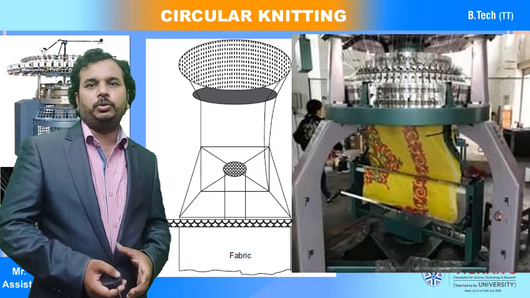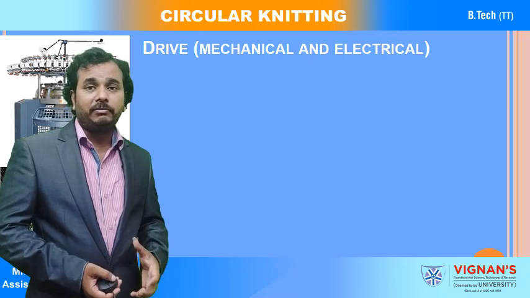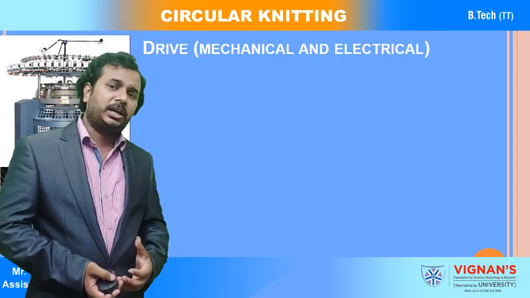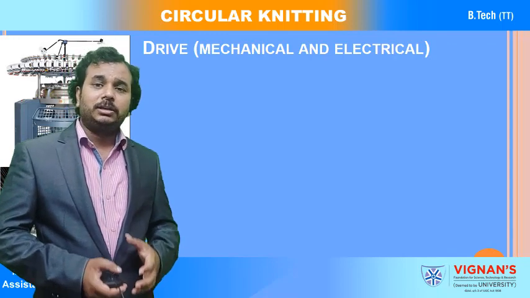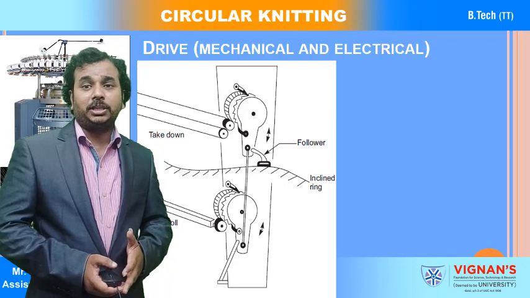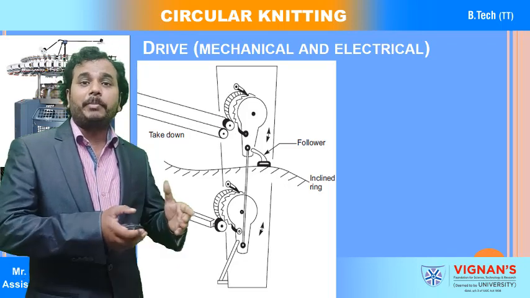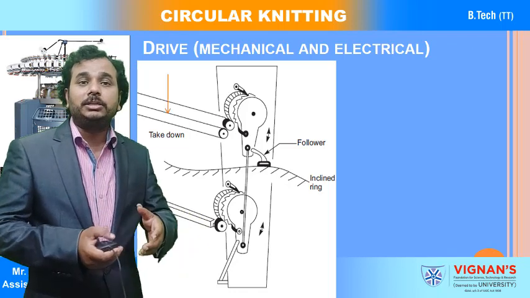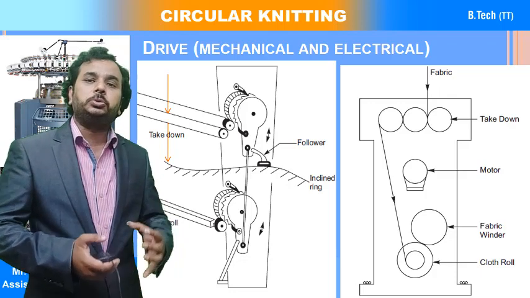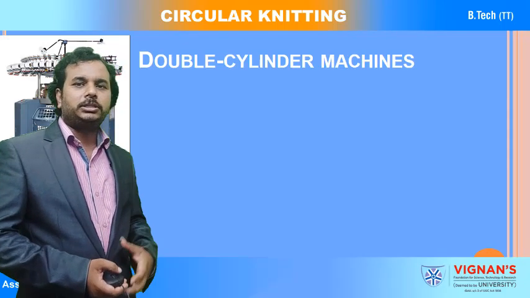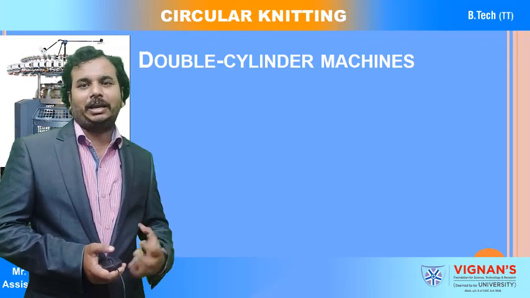So these are a few images, and the next component is the drive: mechanical drives and electrical drives. We have already discussed this in the last session, for the single bed circular weft knitting machines. There is a mechanical type of driving mechanism and an electrical type of driving mechanism to wind the cloth into the cloth roll. Next, the second category, that is the double cylinder category.